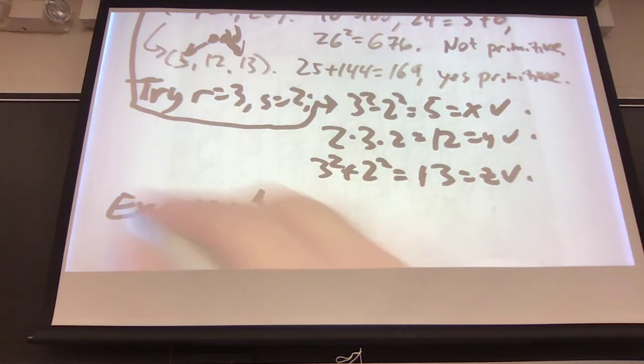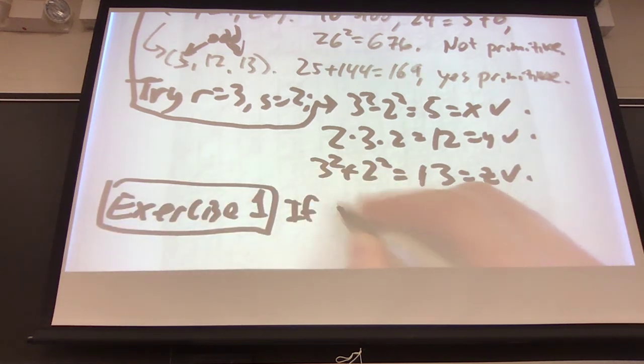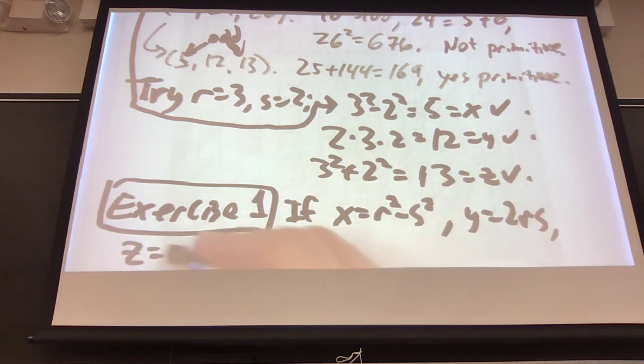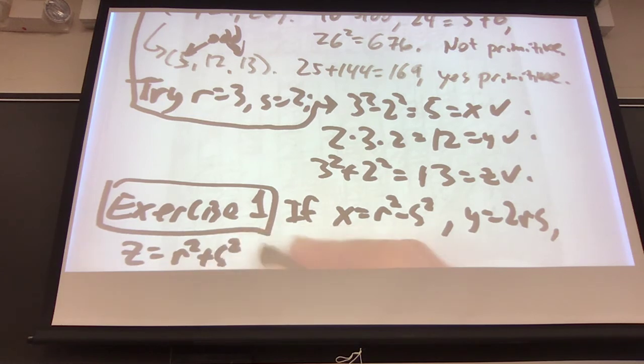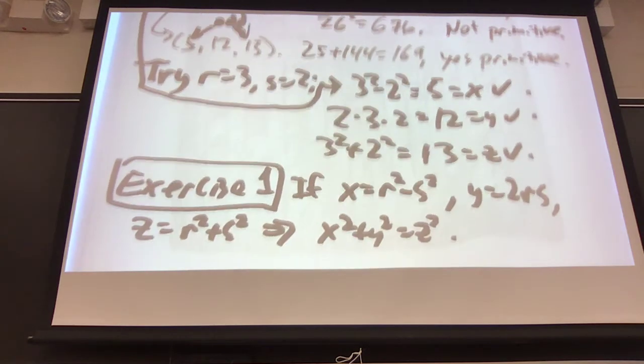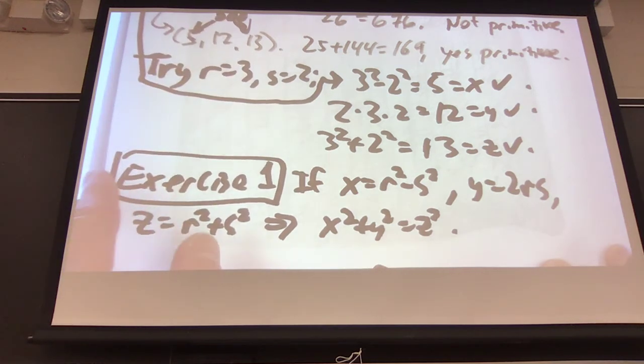Okay, so this is exercise 1, the other direction. If x is r squared minus s squared, y is 2rs, and z is r squared plus s squared, then x squared plus y squared equals z squared. No conditions, no restrictions, nothing. All right, let's prove this theorem.